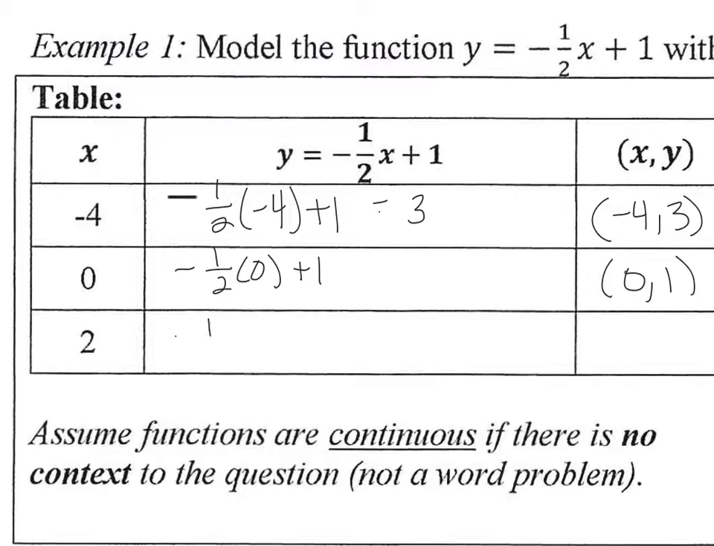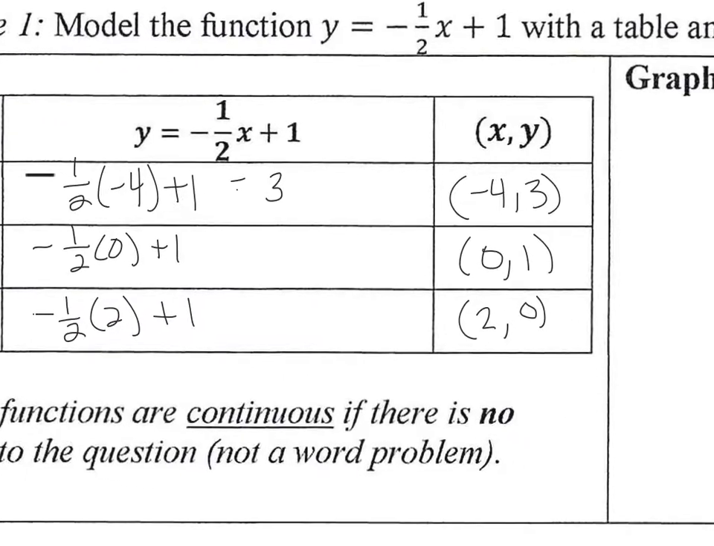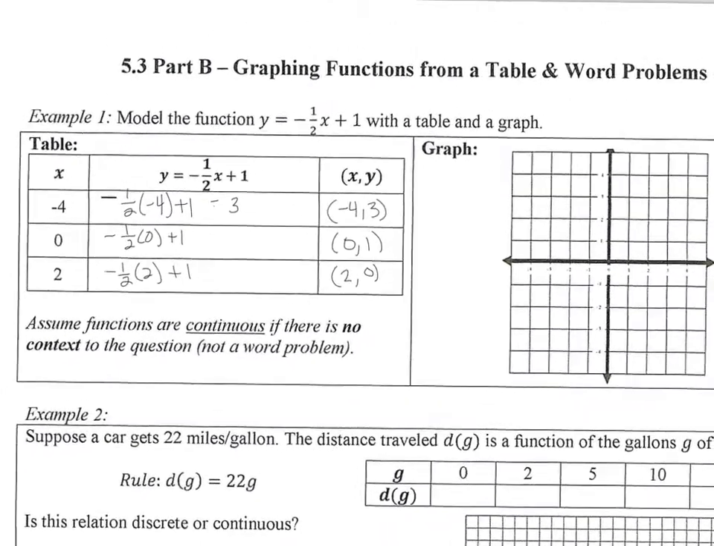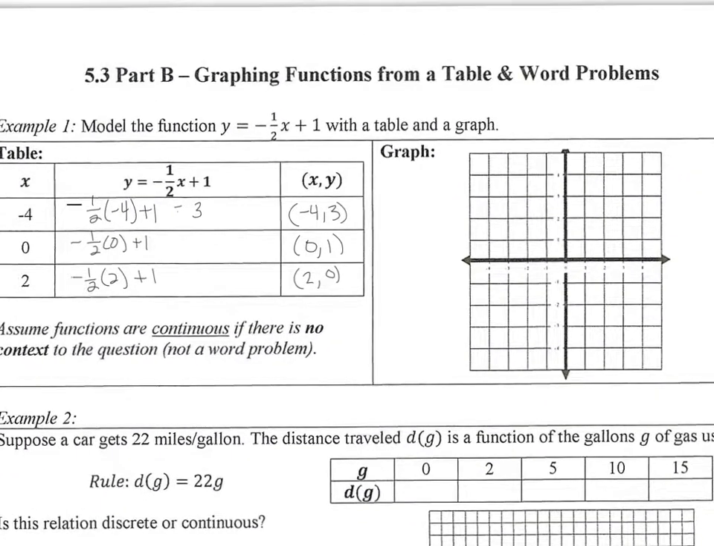Next, I'm going to plug in 2. So it's -1/2 times 2 plus 1. So I get (2, 0), because -1/2 times 2 is -1 plus 1 is 0. So if I go over here and graph this, I'm going to plot the points (-4, 3), (0, 1), and (2, 0). And I'm going to connect to make a line because I know it's a linear function.